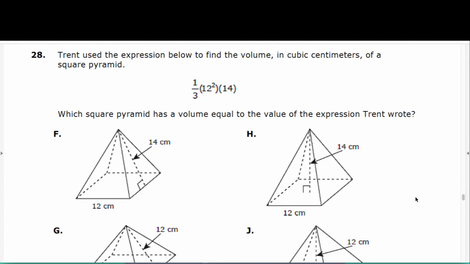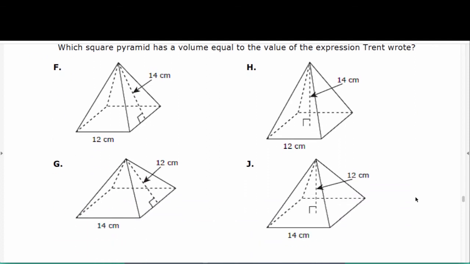Question 28. Trent used the expression below to find the volume in cubic centimeters of a square pyramid. 1/3 times 12 squared times 14. Which square pyramid has a volume equal to the value of the expression Trent wrote? F, G, H, J.